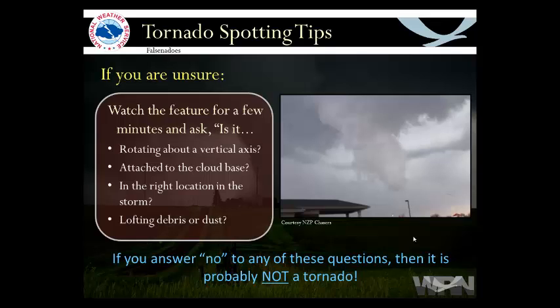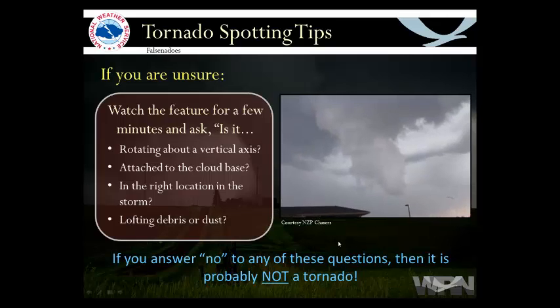You're going to see, is there rotation about a vertical axis? Is the feature attached to the cloud base? Is it in the right location of the storm? Is it in the updraft area or near the updraft area? And is it lofting dust or debris from the surface? So if the answer is no to any of these questions, then it is probably not a tornado.